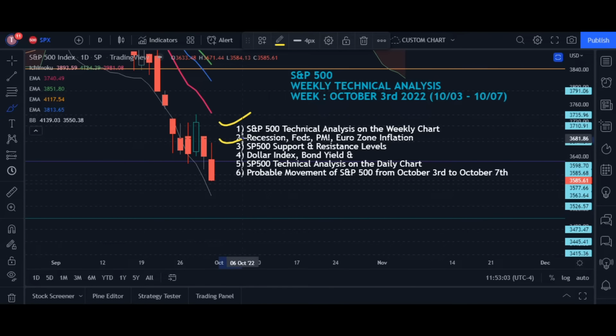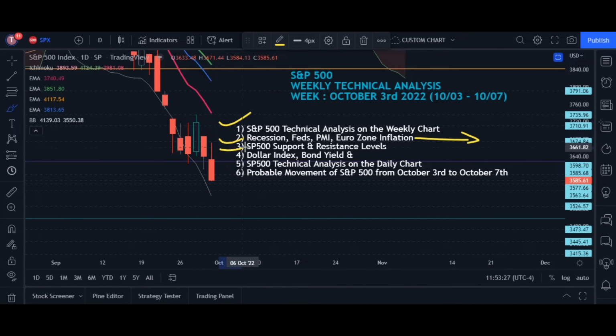Then we are going to discuss the recession, the Feds, the PMI. Most important thing, this is the PMI. Then the eurozone inflation and how the eurozone inflation is going to impact the American markets and the global stock markets, and then the global economies, which means the recession again.